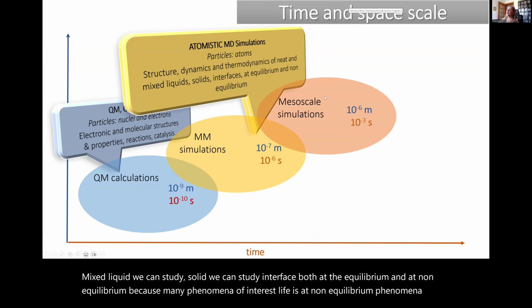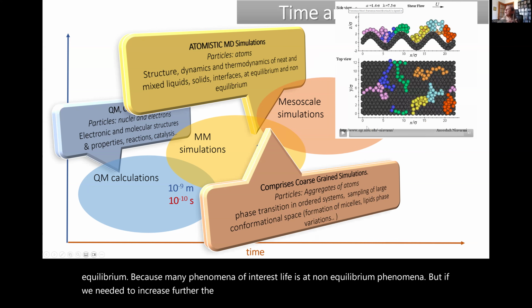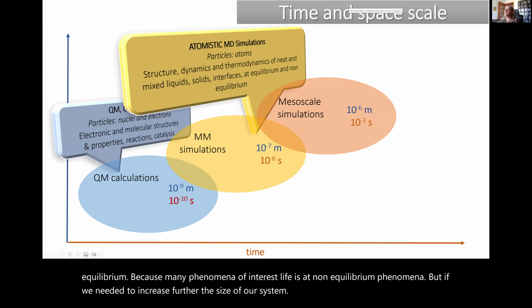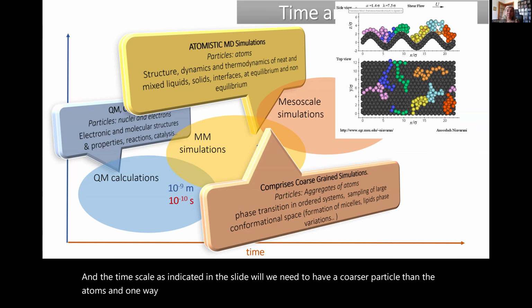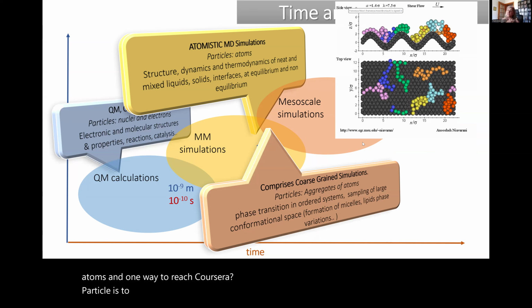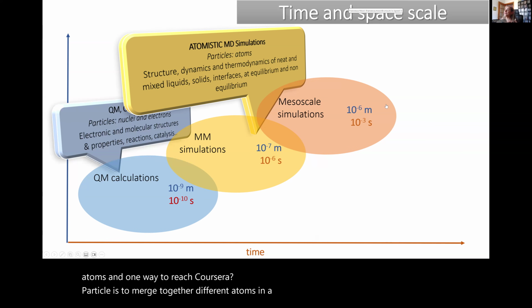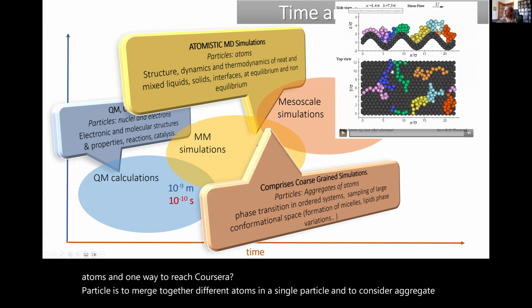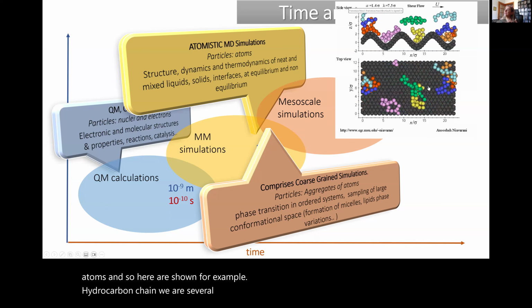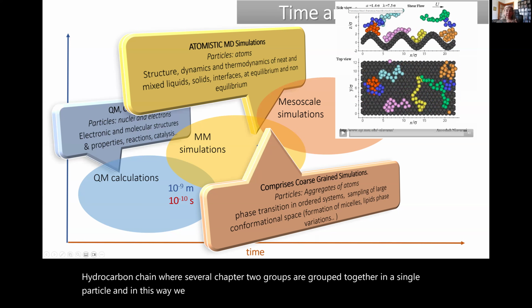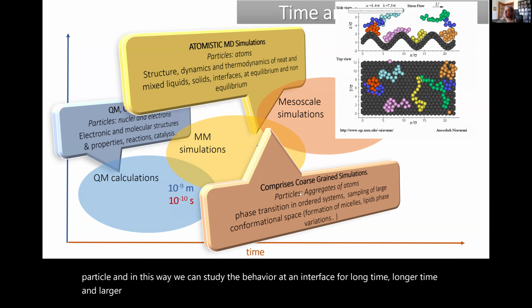But if we need to increase further the size of our system and the time scale, as indicated in the slide, we need to have coarser particles than atoms. One way to reach coarser particles is to merge different atoms into a single particle, and to consider aggregates of atoms. So here are shown, for example, hydrocarbon chains, where several CH2 groups are grouped together in a single particle. In this way, we can study the behavior at an interface for longer times and larger space scales than we could with the atomistic scale.